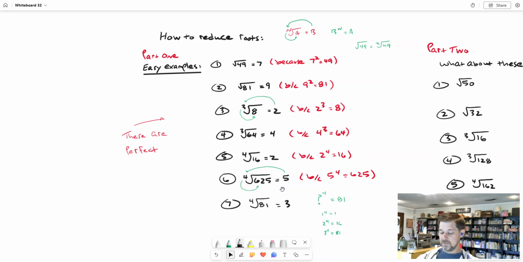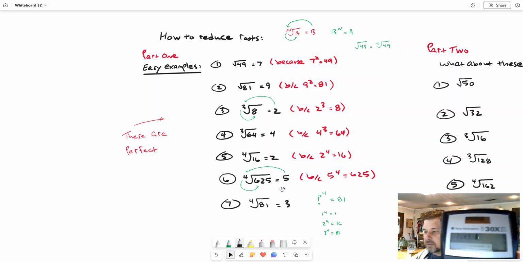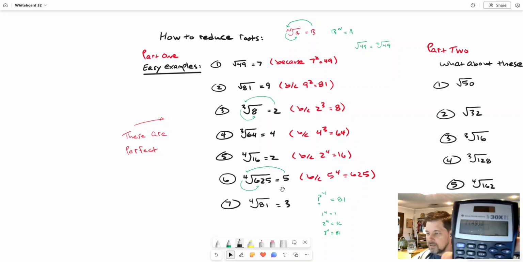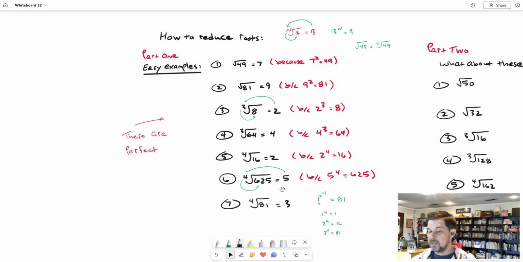It's fine to use it, but I think you should understand what's going on as well. So, of course, we could take a calculator and do that first question. Square root of 49 is equal to, what do we say? 7. And of course it tells me 7. So yeah, you could use a calculator if you want to.